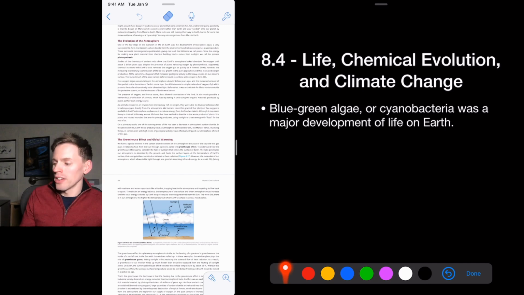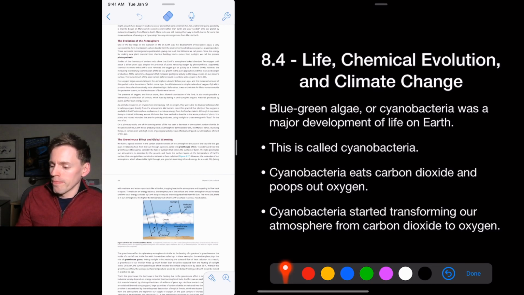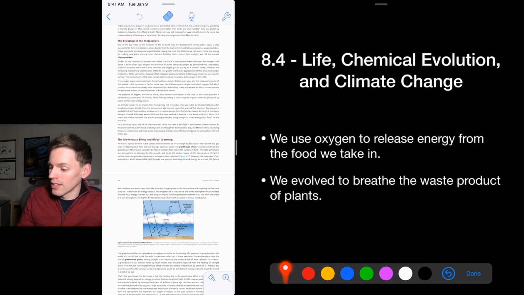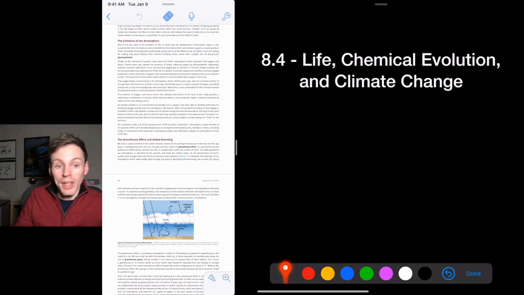So, the evolution of the atmosphere. I mentioned that when life first formed, the atmosphere was primarily carbon dioxide. Cyanobacteria, or blue-green algae, eat carbon dioxide and spit out oxygen. The reason our atmosphere is rich in oxygen is because of cyanobacteria and other life. The development of life changed our atmosphere from carbon dioxide to oxygen. We breathe oxygen in to help take the energy out of the food we eat. So we evolved to breathe basically the waste product of plants. Plants are exhausting oxygen, and then we developed to breathe that waste.